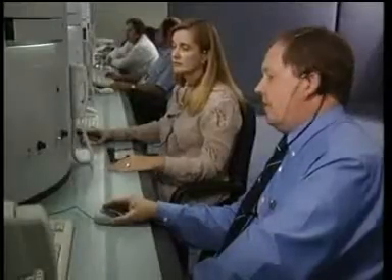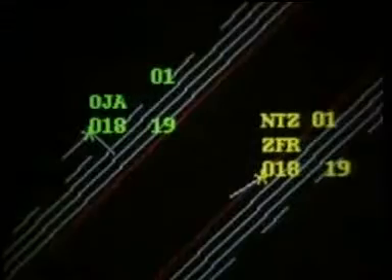Deviating. Keep an eye on Zulu Foxtrot Romeo. He's going through the localizer. Zulu Foxtrot Romeo, radar indicates you are deviating right of the localizer course.